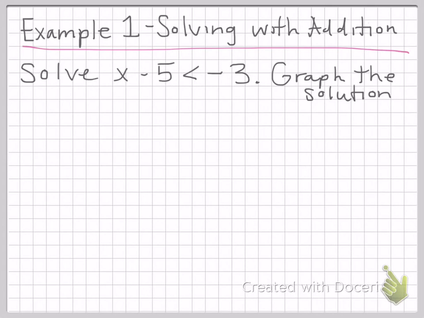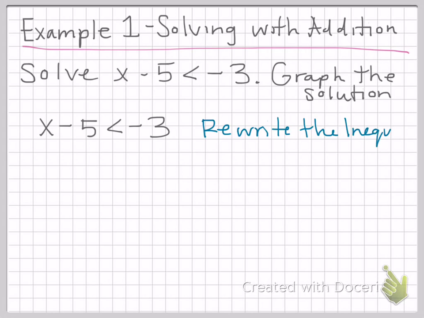Let's go ahead and do this. And this is why we want to use those addition and subtraction properties because, again, the goal is to isolate the variable, isolate the x in this case. So, as always, rewrite the inequality. X minus 5 is less than negative 3. And my step right there was to rewrite the inequality.